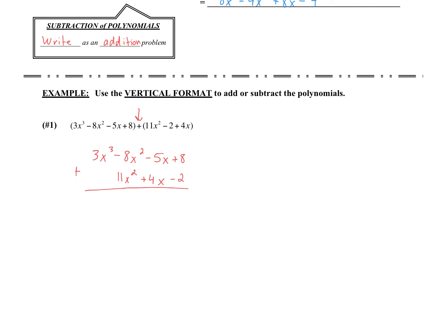So 3x cubed plus 0 is just going to be 3x cubed. And then we have negative 8x squared plus 11x squared. That's going to be a positive 3x squared. All right? And then we'll have negative x and then plus 6.